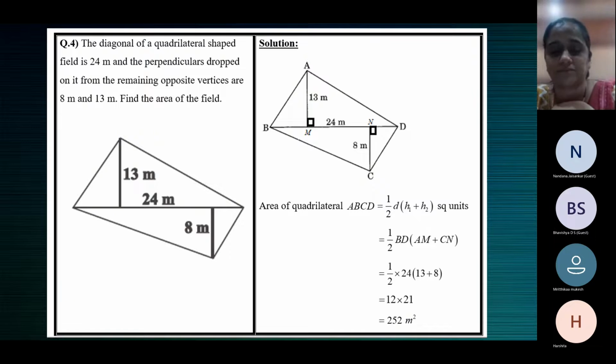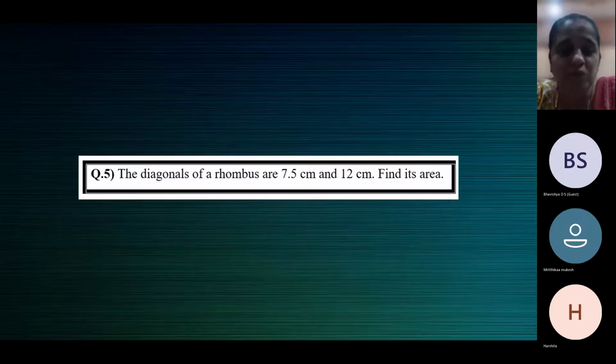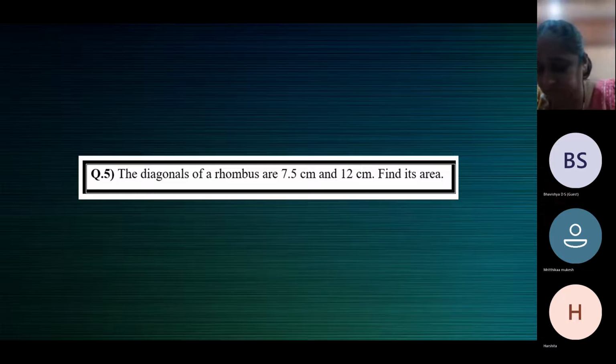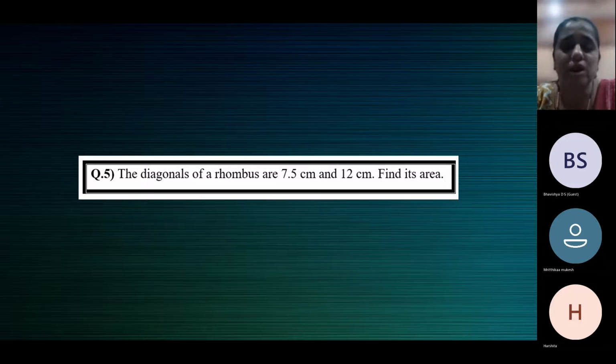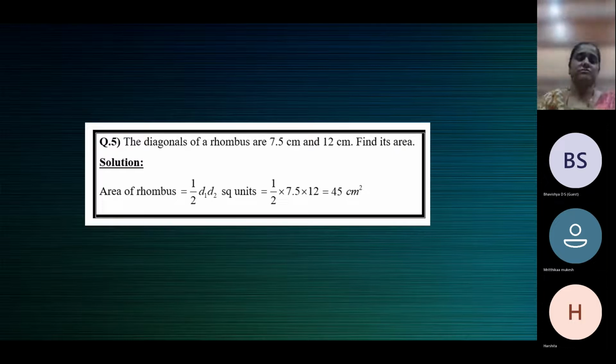Is it over, children? Finish writing this. Yes, ma'am. So what's the formula to find the area of a rhombus? Half the product of diagonals. Half into the product of diagonals. Write on, children. Please write the question and take the answer. Half D1, D2.